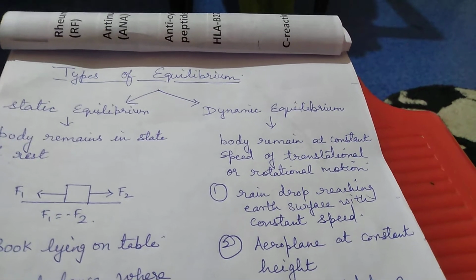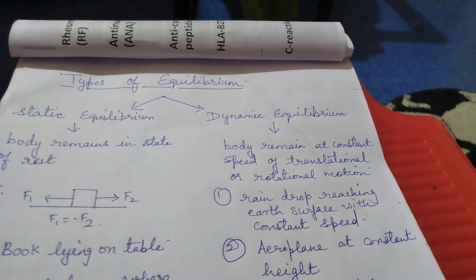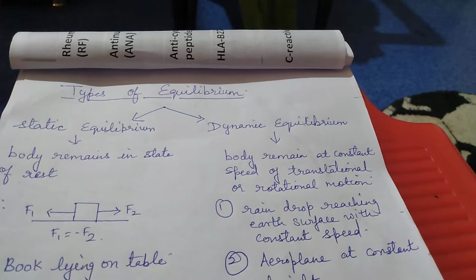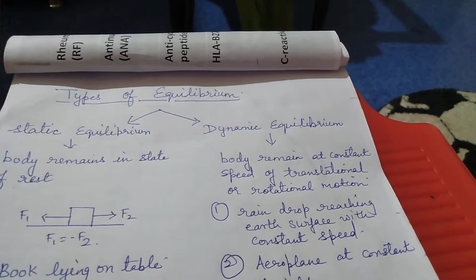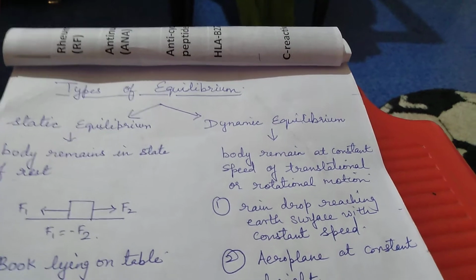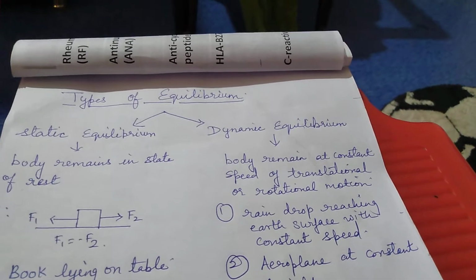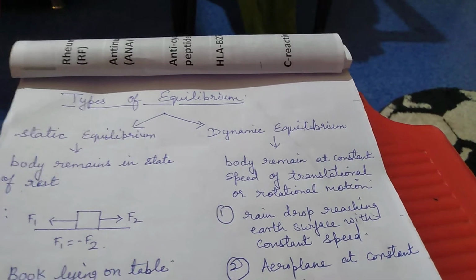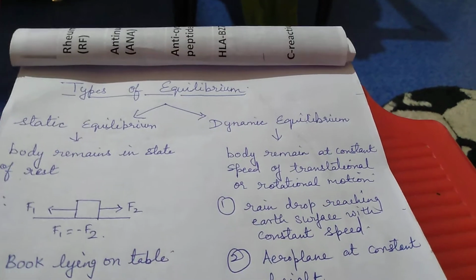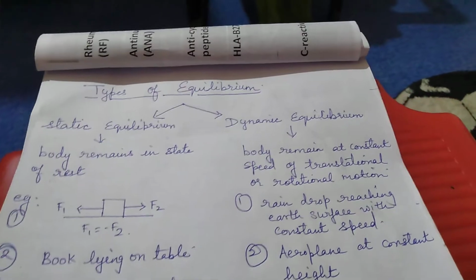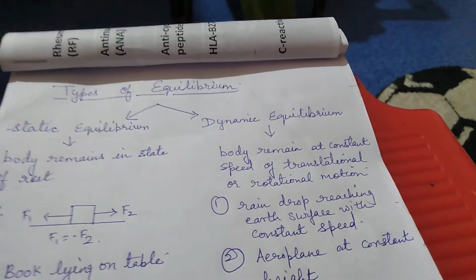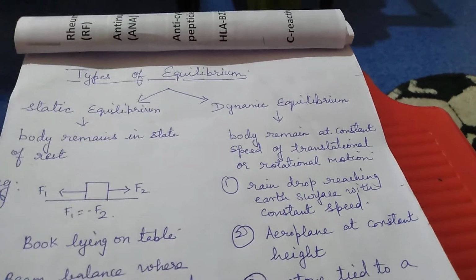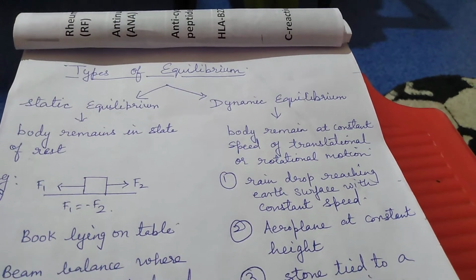Example, a raindrop. Now imagine a raindrop which is falling from the clouds to the earth's surface and the speed remains constant. Now while it is coming down, there are many forces acting on it, the resistive force of the air, the buoyant force, everything. But in spite of that, the speed of the raindrop is not changing. That means the raindrop is remaining in the equilibrium position. Moreover, since it is moving, it is a dynamic equilibrium.